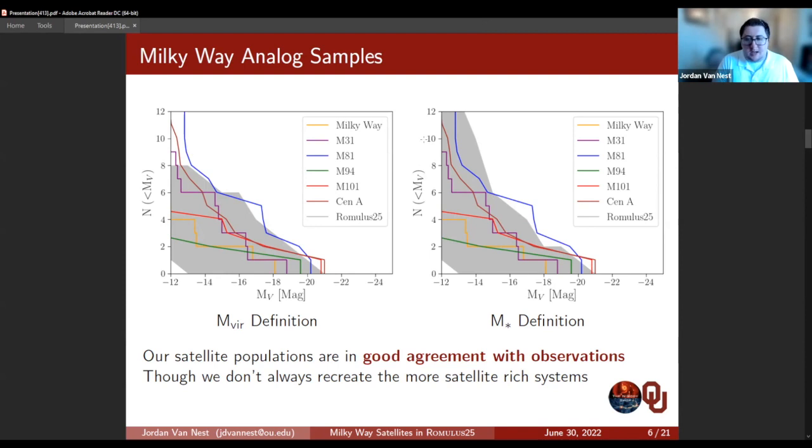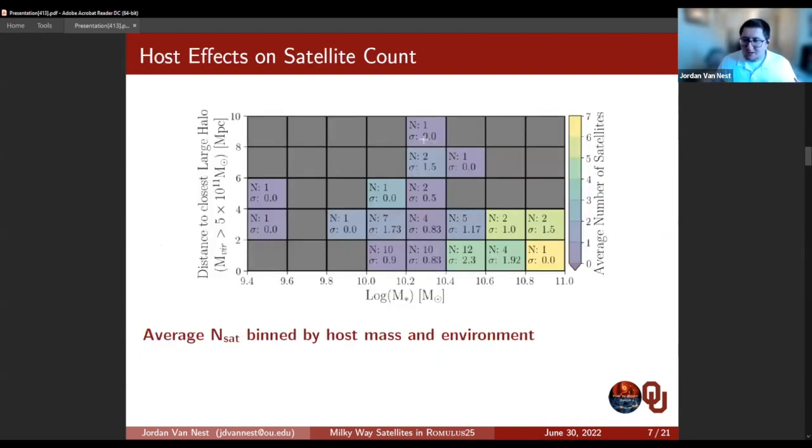So we progress now to look at general properties in terms of the number of satellites and how that distributes across our whole sample of Milky Way analogs. Here I have all our analogs binned by stellar mass along the x-axis and environment on the y-axis, where our measure of environment is the distance to the closest halo whose virial mass is greater than 5 times 10 to the 11. The color in each bin represents the average number of satellites hosted by the analogs in that bin. And the text, which may or may not be legible, gives statistical information: the number of analogs in the bin and the standard deviation of the satellite count.